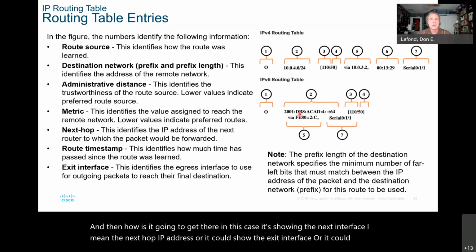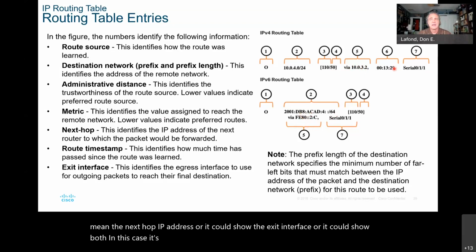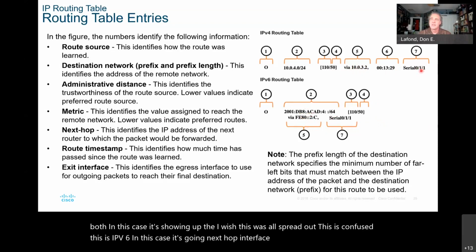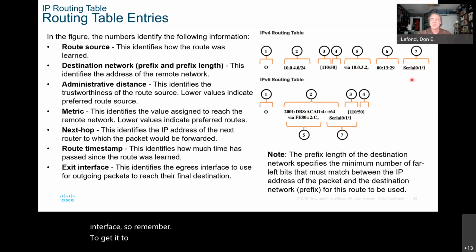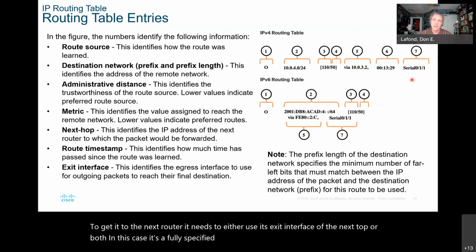In this case, it's showing, I wish this was all spread out, this is confusing. This is IPv6. In this case, it's going next hop interface via serial 0/1/1. This is its exit interface. So remember, to get to the next router, it needs to either use its exit interface or the next hop, or both. In this case, it's a fully specified route because they're both there.